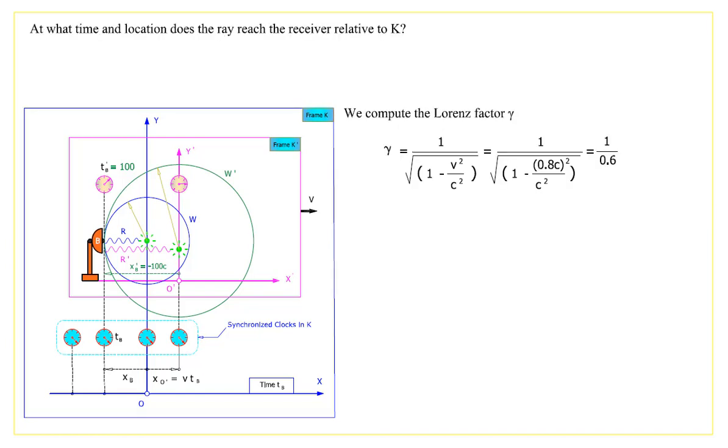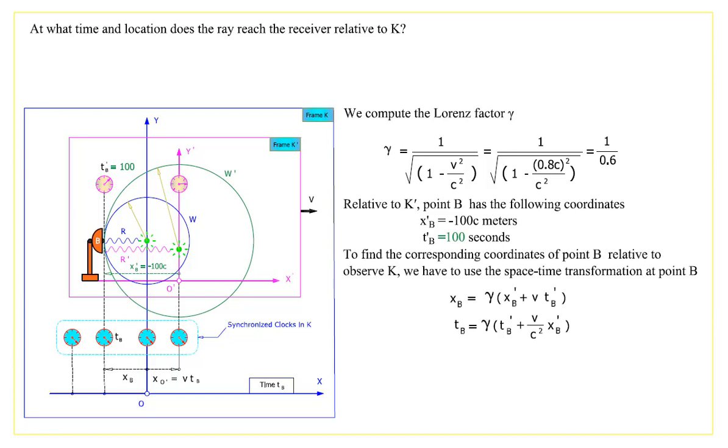We compute the Lorentz factor gamma equals 1 over the square root of 1 minus v squared over c squared, equals 1 over 0.6. Relative to K', point B has the coordinate x'_B equals negative 100c meters, and the time at which the wave reached the receiver is t'_B equals 100 seconds. To find the corresponding coordinates of point B relative to observer K, we have to use the spacetime transformation at point B.